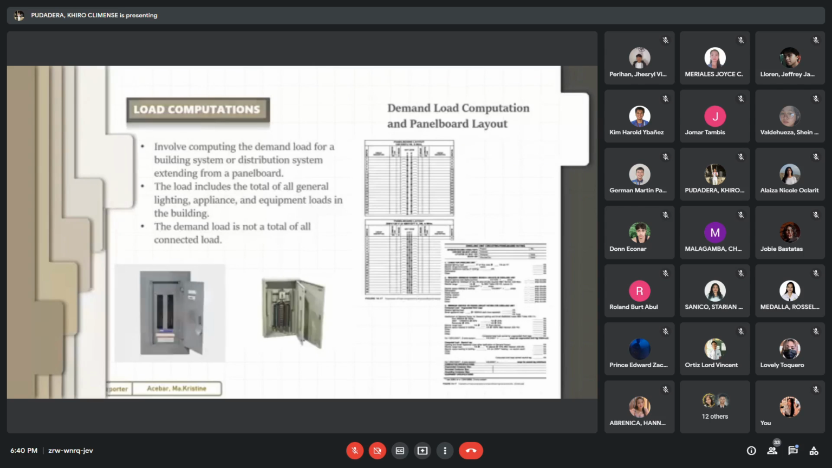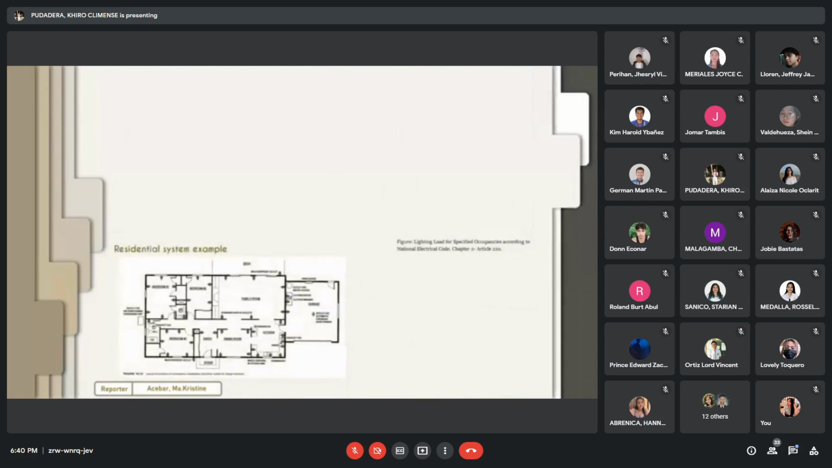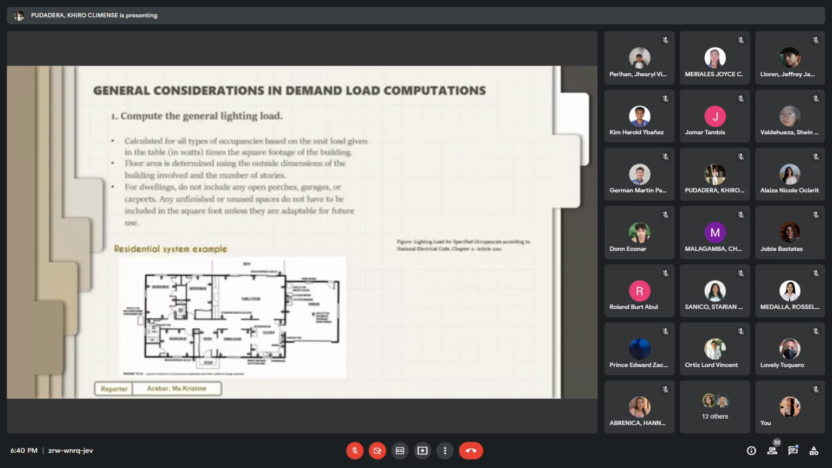Now let us tackle the general considerations in demand load computations. First, compute the general lighting load. This is calculated for all types of occupancies based on the unit load given in the table times the square footage of building. For this exercise, it is based upon code specified 3 VA per square foot for residences.